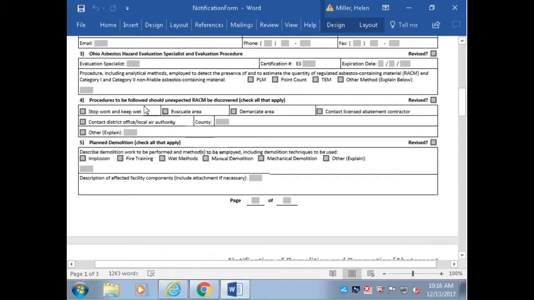Procedures to be followed should unexpected regulated asbestos-containing material be discovered. All of these are here. A few of them that we see often have been put in there for easy check marks. If you have something else, you can put other, and put that information.